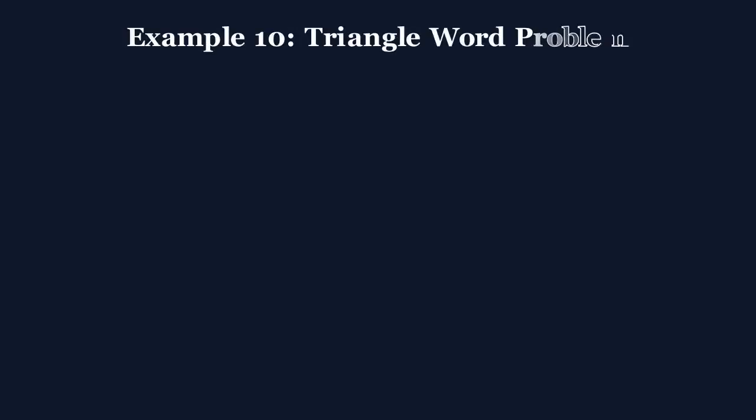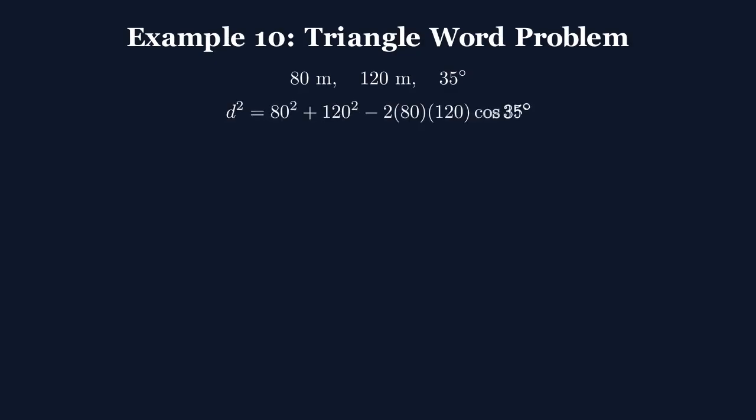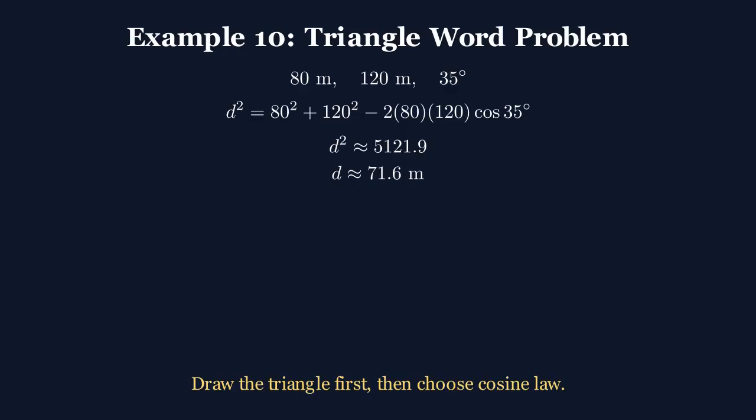Example 10. A surveyor sees 2 points from one location. The distances are 80 meters and 120 meters, and the included angle is 35 degrees. Find the distance between the 2 points. This is side angle side, so use cosine law. d squared equals 80 squared plus 120 squared minus 2 times 80 times 120 times cosine 35. The distance is about 71.6 meters.